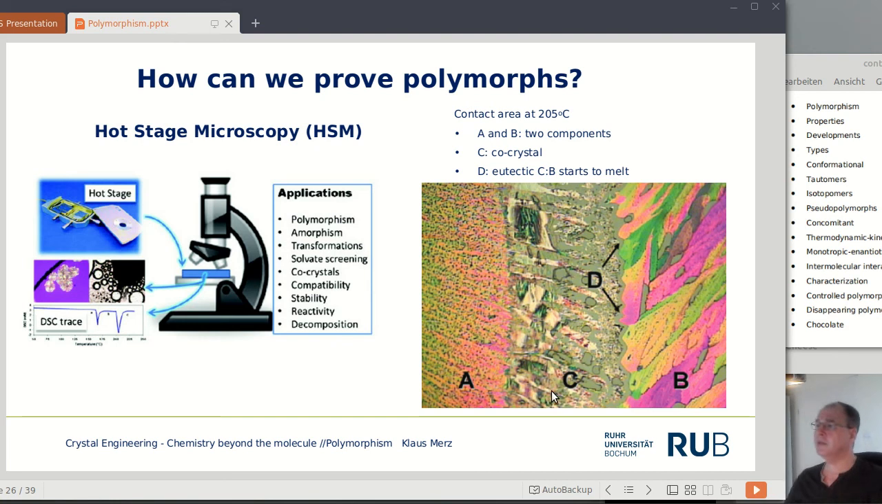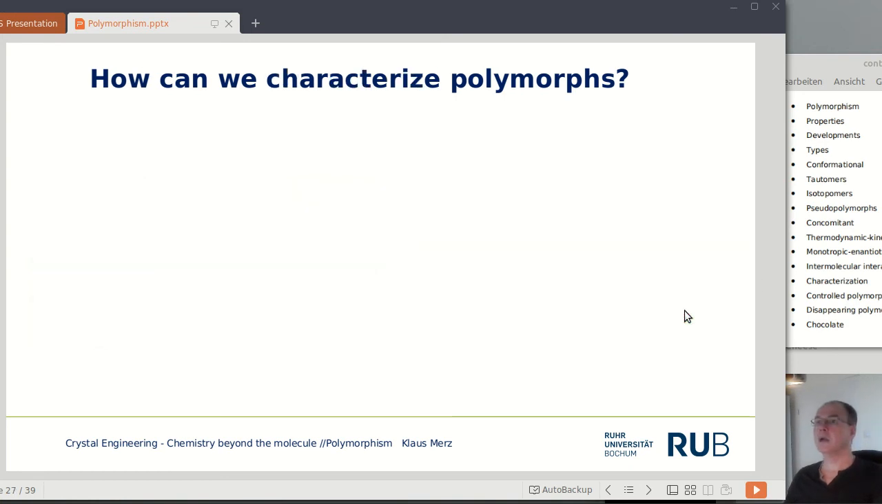C. And additionally, you see it here at the border of B. You see a fourth zone, and this is the form of eutectic mixture of the co-crystal and the form B. This is a very nice snapshot, which helps you to control and to visualize the polymorphic behavior of a substance. And this was thermic control.